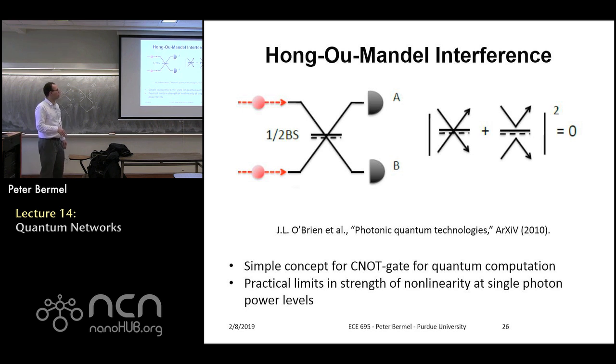So I already kind of talked about the Hong-Ou-Mandel interference. You can think of this as the very early stage version of the CNOT gate, but really limited by this nonlinearity. It's just showing how the interference effect that I was showing you earlier is working, right? So this is fairly similar to what we talked about, but you're really constrained by this nonlinearity.